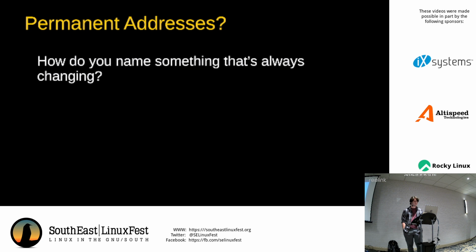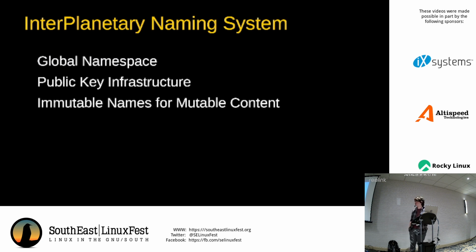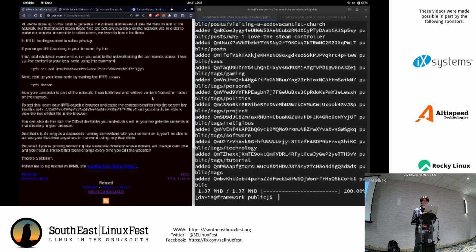So how do you name something that's always changing? Well, that's where the interplanetary naming system comes in, IPNS. IPNS is a global namespace. It uses public key infrastructure. And importantly, it's a way to attach immutable names to mutable content, unchanging permanent names to content that iterates, that changes over time. Now, it accomplishes this by using the key pairs that you have on your computer running your daemon or whatever, right? It's identified with the device that you're using. So we'll do a little demo of that.